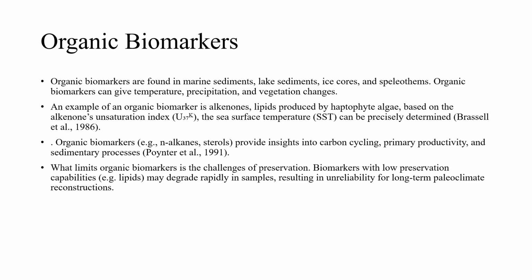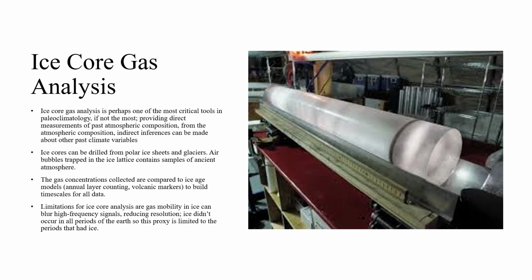Ice core gas analysis can provide direct measurements of past atmospheric composition, and from that we could make direct inferences about other past climate variables. Ice cores can be drilled from polar ice sheets and glaciers. The air bubbles trapped inside the ice lattices contain samples of the ancient atmosphere. The gas concentrations collected are compared to ice age models to build a timescale for all data. The biggest limitation of ice core analysis is that gas mobilization in the ice can blur high frequency signals, reducing resolution.